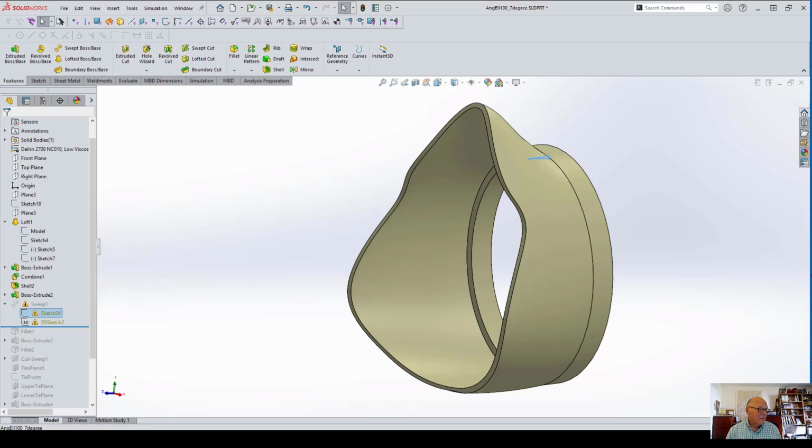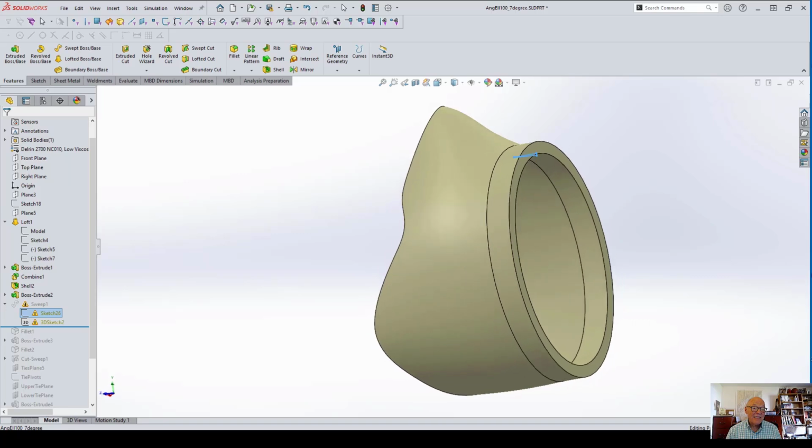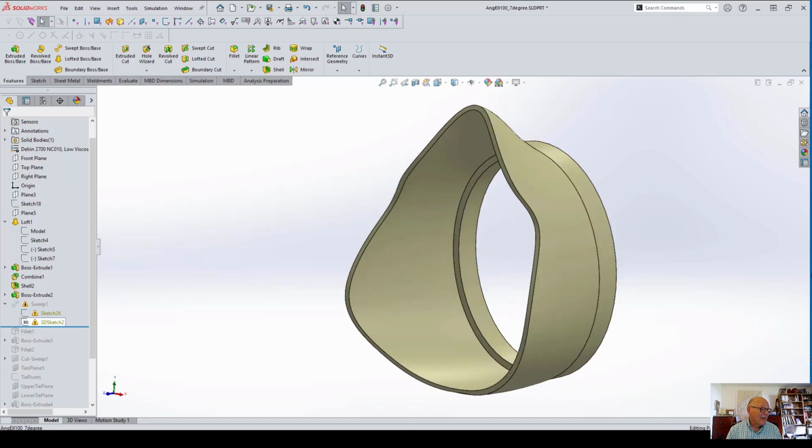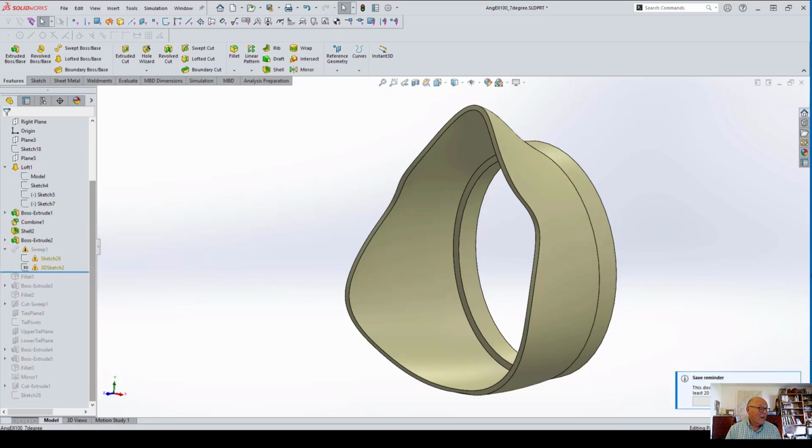Must be a reason why I hung on to it. I have a 3D sketch. Oh yeah. Alright, well, it's not part of this right now. And I've kind of forgotten some of the things I did.